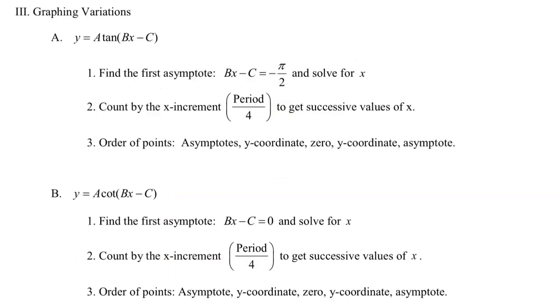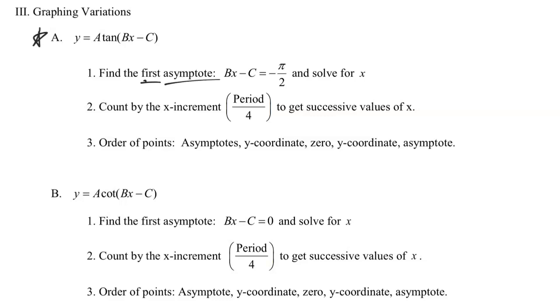Okay, now obviously so far in the notes we've been discussing the parent functions of tangent and cotangent, but we're not always going to be graphing the parent functions. We're going to be graphing different variations of tangent and cotangent. And so here is just sort of a step-by-step synopsis of what we're going to do in order to graph these. And so starting with tangent here in letter A, if I have y equals a tangent of bx minus c, the first thing I'm going to do is find the first asymptote.